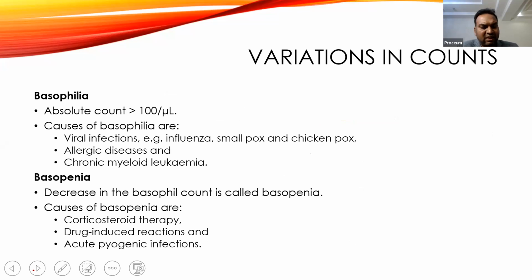Then come the variations. Whenever there's an increase in count, it's called basophilia. Whenever there's a decrease in count, it's called basopenia. An increase in count, you will see in a viral infection, allergic condition, and also chronic myeloid leukemia. Basopenia is usually seen when they're treated with chemotherapy, corticosteroids, or drugs which can reduce the bone marrow, or in acute pyogenic infection.